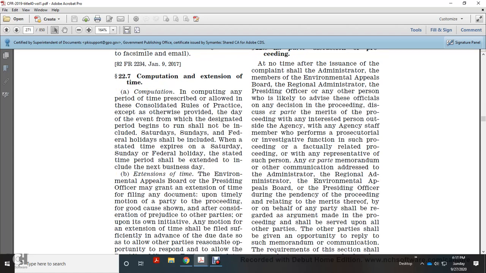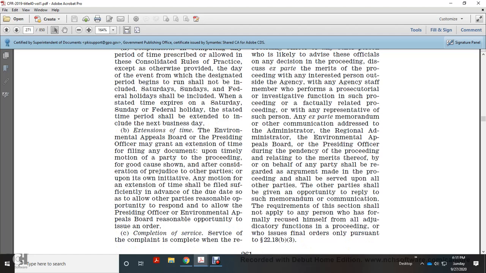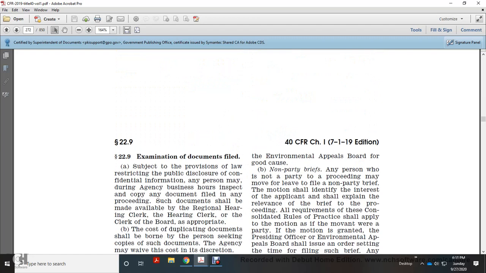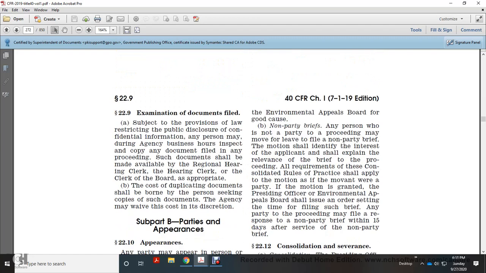Argument made in the proceeding shall be served on all other parties. The other parties shall be given an opportunity to reply to such memorandum or communication. This requirement shall not apply to any person who has formally recused himself from all adjudicatory functions of the proceeding, or who issues the final order pursuant to 40 CFR 22.18(b)(3). Section 22.9, examination of documents filed.